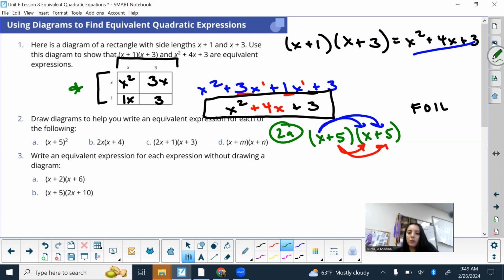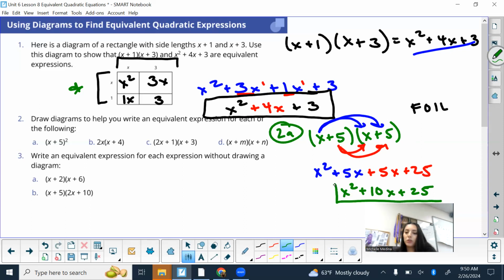Anyway, we're multiplying the x by both of the terms in the second parentheses. So x times x is x squared. x times 5 is 5x. Now we're multiplying the 5 by both of the other terms. So I have 5 times x is 5x, and 5 times 5 is 25. Combine like terms. That's how we get that x squared plus 10x plus 25 is equivalent to this expression from 2a.